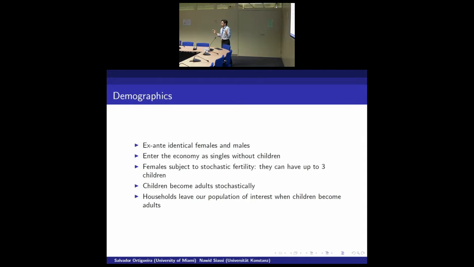Okay? People are going to choose. No, they don't choose fertility. Fertility is just exogenous to the policies. They can have up to 3 children. Children become adults and leave the household, also stochastically, but on average they are going to stay in the household for 18 years. After 18 years, they do not qualify as a dependent, so you are not entitled to the programs. When the children leave the household, they leave our population of interest and move to be childless, and we don't look at them anymore. Okay? Because we care about families with children, because in the US, anti-poverty policy is addressed mostly to families with children. This is going to be the population of the model.